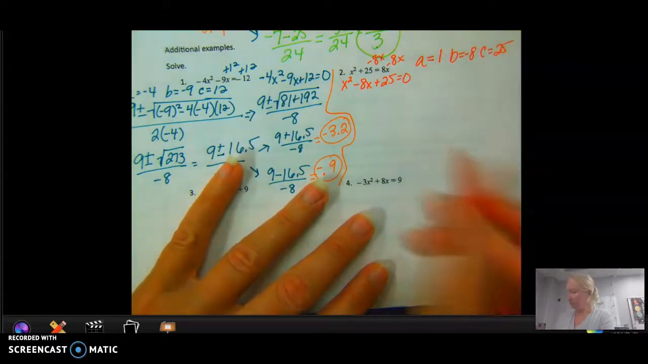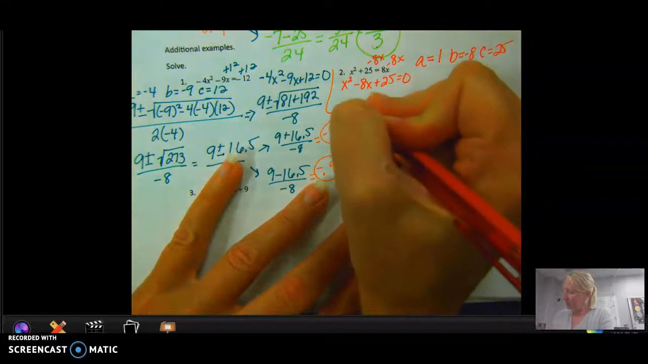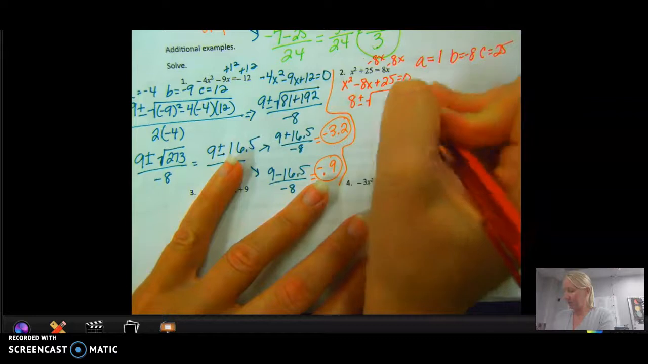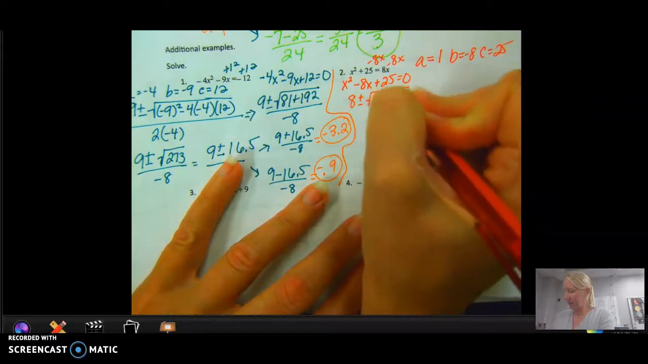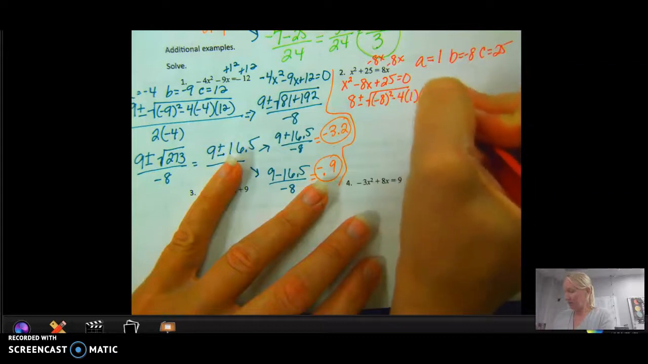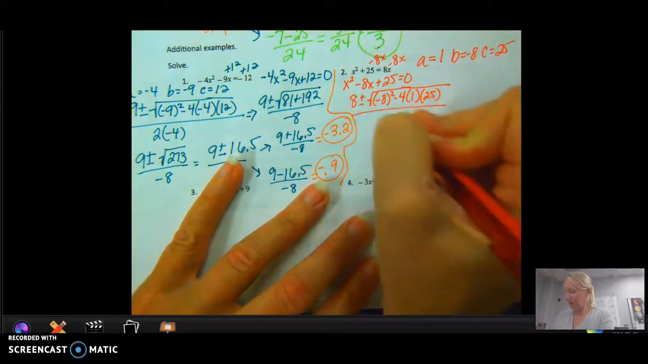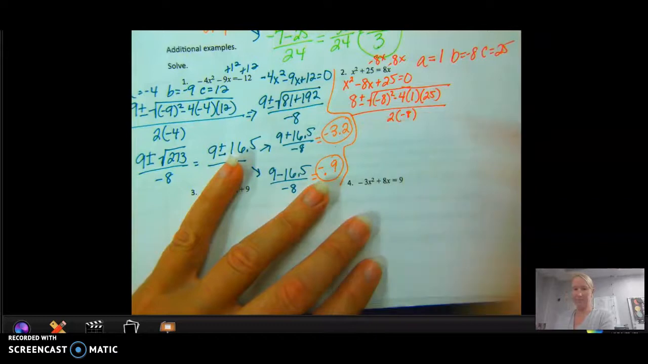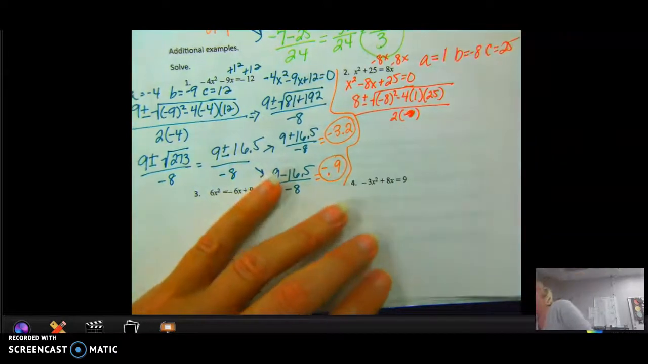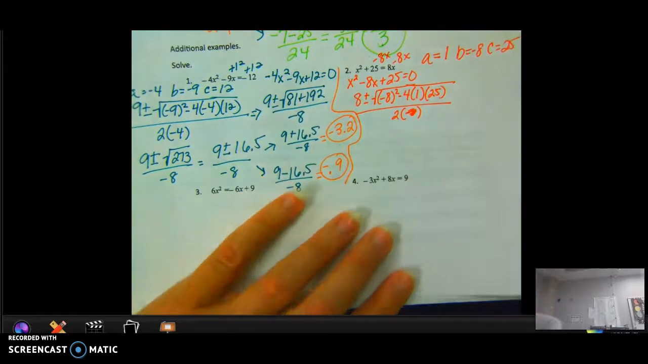Let's see all those. Yeah, okay. So negative b, so negative negative 8, which makes a positive 8, plus or minus big square root, b squared minus 4 times a times c, all over 2 times a. You would have to put in the correct a value, though. Greg, why not?